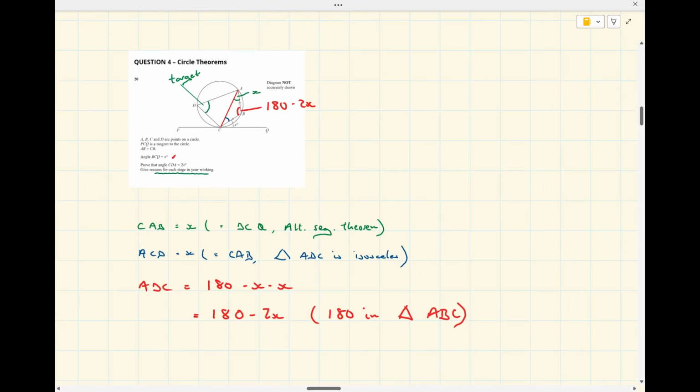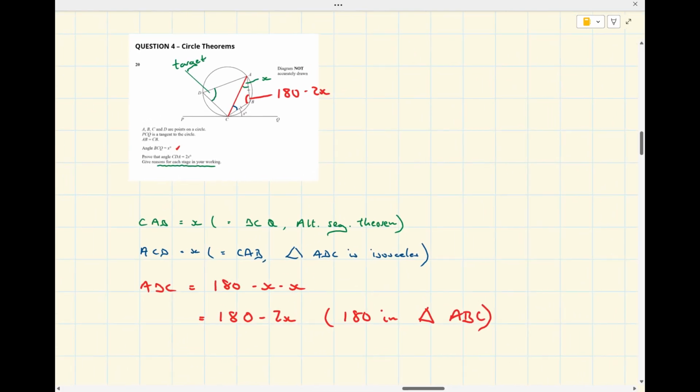Now, we've got a cyclic quadrilateral, haven't we? So we know that opposite angles in a cyclic quadrilateral add to 180. So I think now we can move towards our target angle. CDA is going to be 180 minus ADC. Why is that? Opposite angles, you have to write this out in full, in a cyclic quadrilateral add to 180.